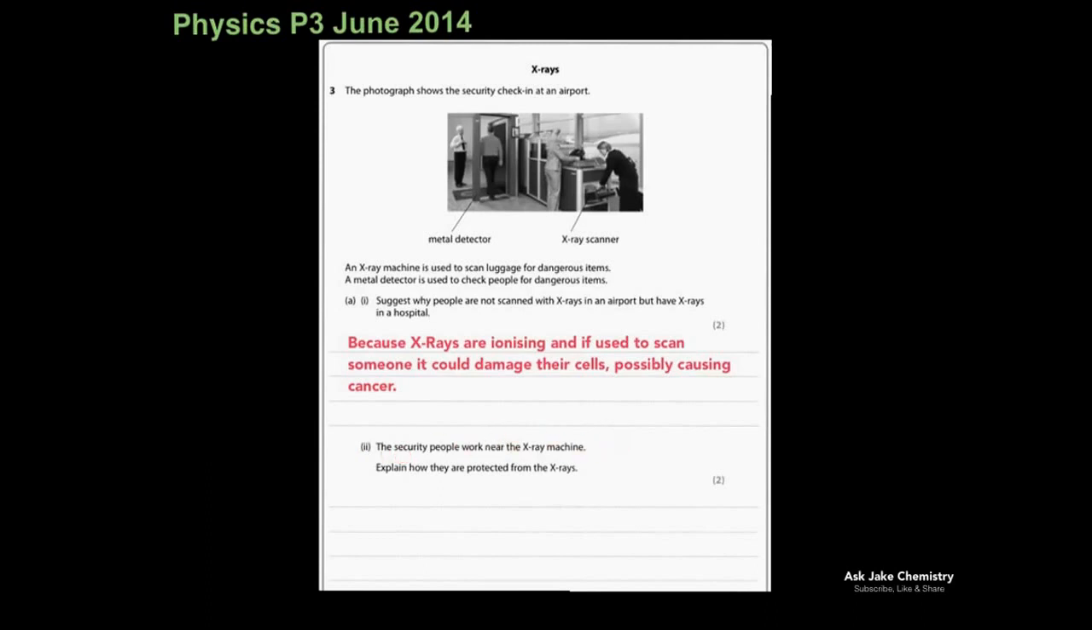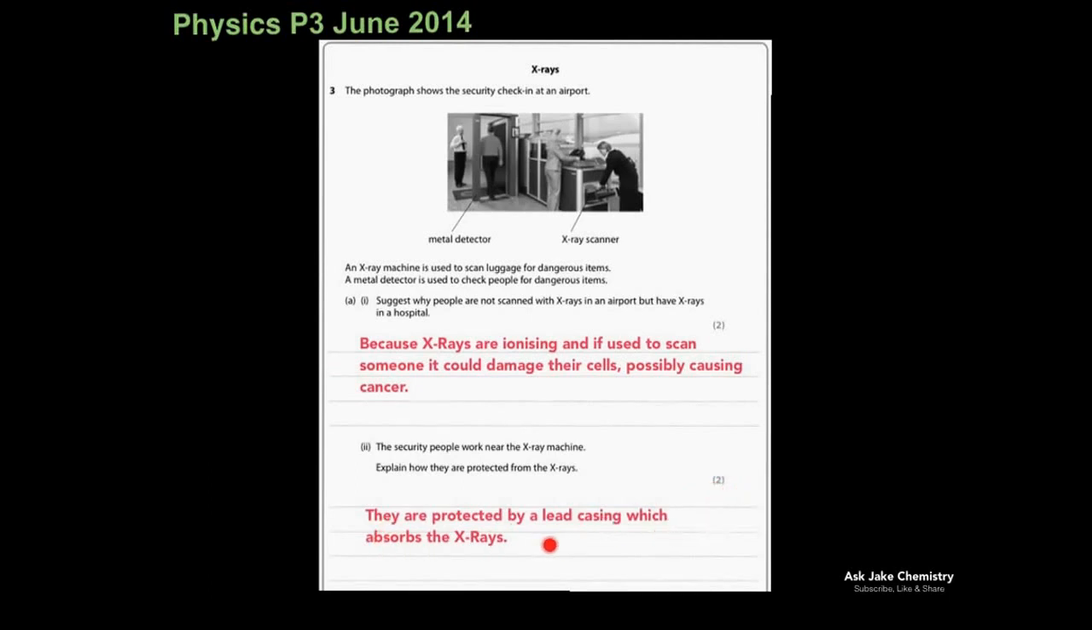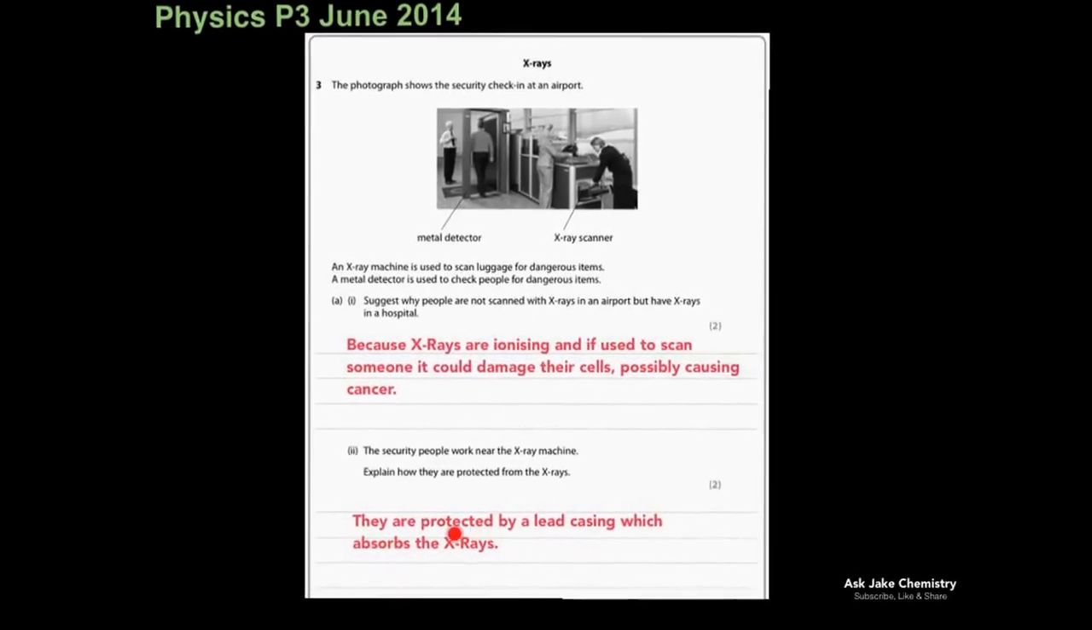The security people work near the X-ray machine. Explain how they're protected from X-rays. To get the 2 marks, the only thing you have to say is that they're protected by lead casing, which absorbs the X-rays. Just say lead casing and then absorbs the X-rays.